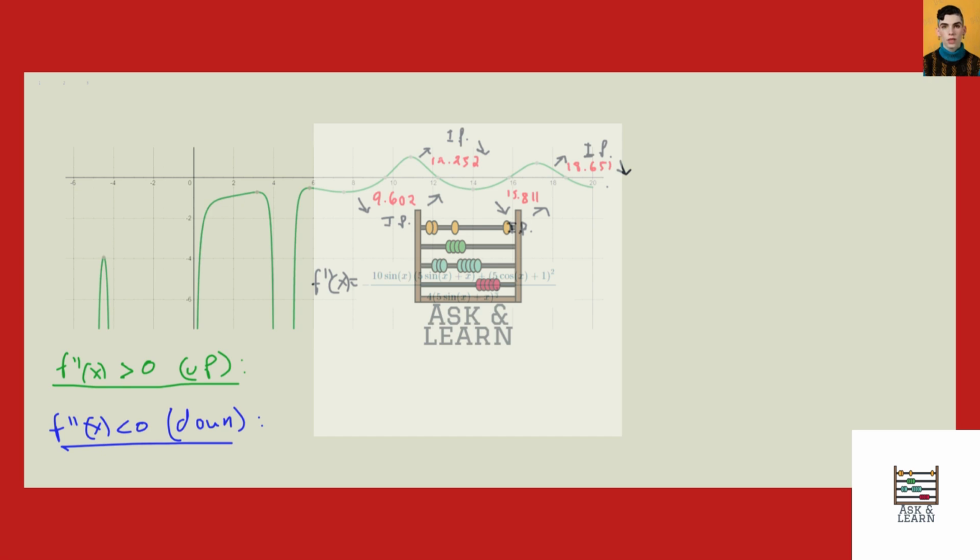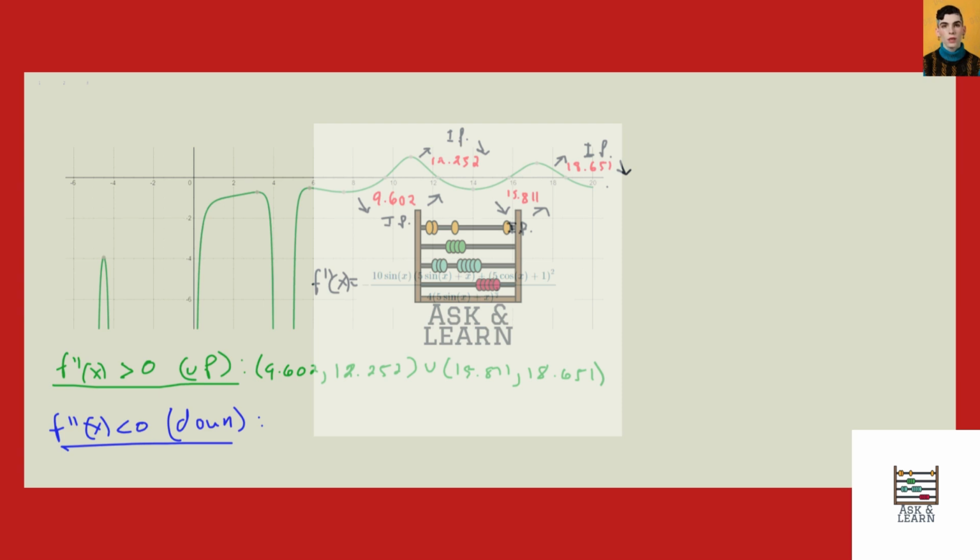Now let's go ahead and write our intervals. So we're concave up when f double prime of x is larger than 0. So that starts at 9.602, and it'll go until our next intercept, 12.252, and then we union that with 15.811 until 18.651, and that will be all where our function is concave up.